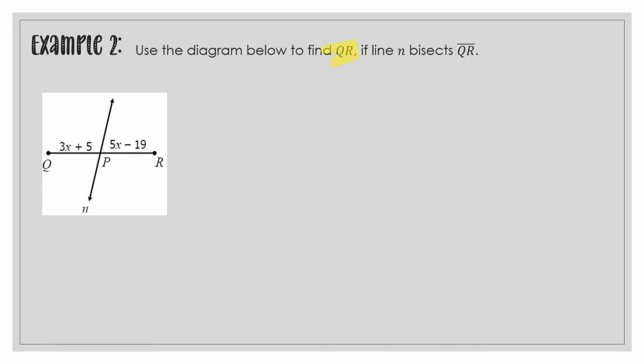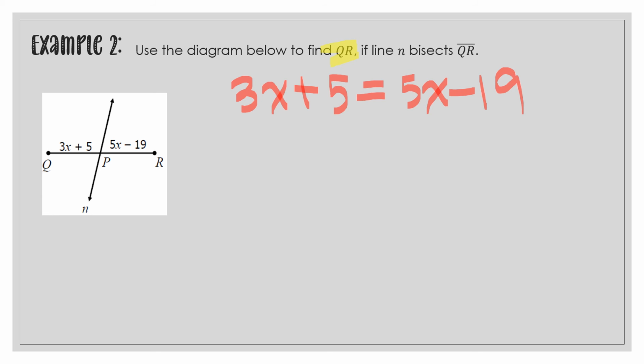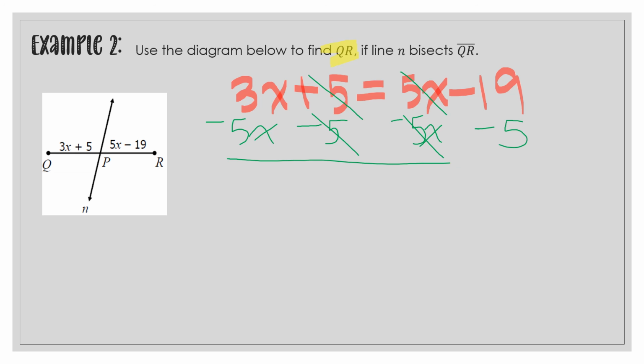We're told that N bisects QR, so that means that QP, which is 3x plus 5, is going to equal the measure of PR, which is 5x minus 19. Okay, so we're going to solve this by moving our 5x over to the left side and moving our 5 over to the right side. That way I get the variable off the right side and the constant off the left side.